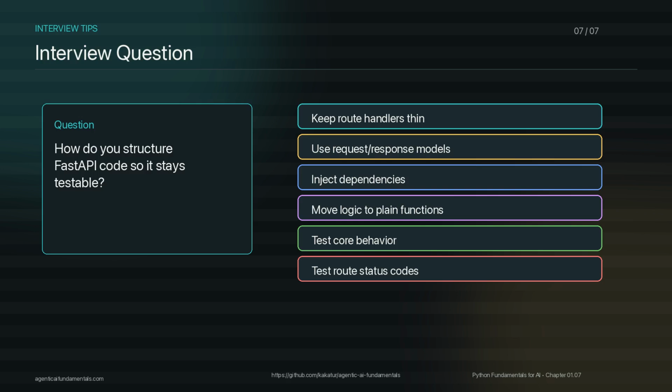An interviewer might ask, how do you structure FastAPI code so it stays testable? A strong answer is, I keep route handlers thin. Use request and response models for the HTTP contract. Inject dependencies, put business logic in plain Python functions, and test both the core behavior and the route status codes.